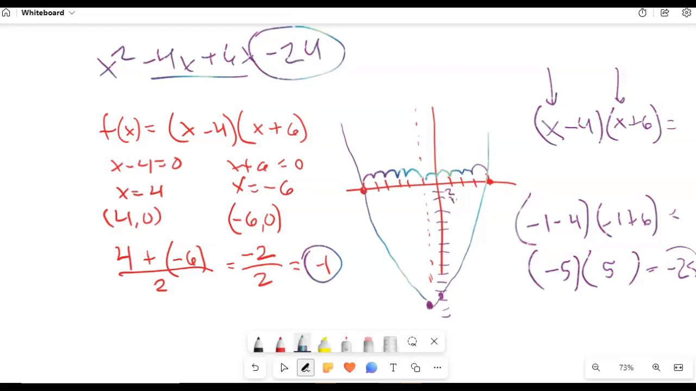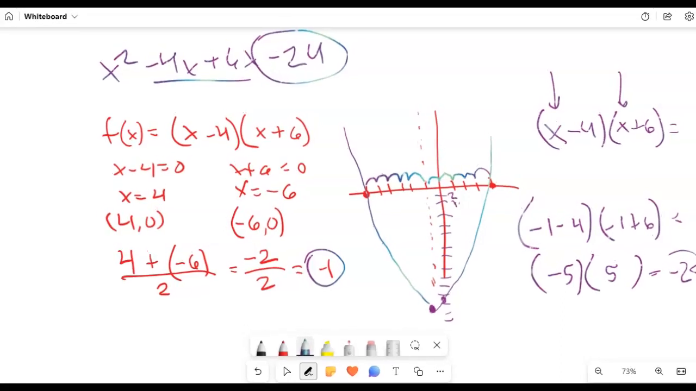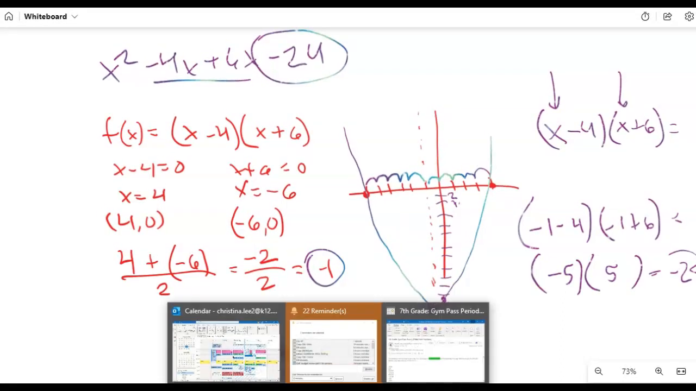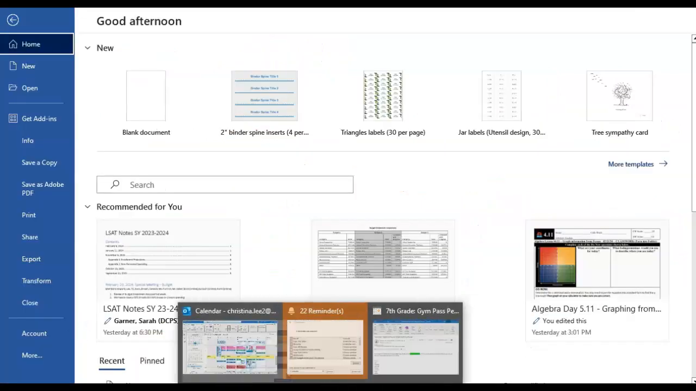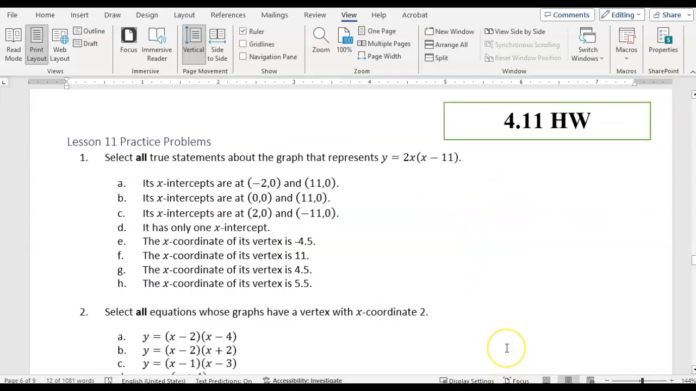So it's just a little bit of a review in case you still needed to practice how to do that. Let's take a look now at the actual homework. Oops, that is not the correct homework. Sorry. Here we go.